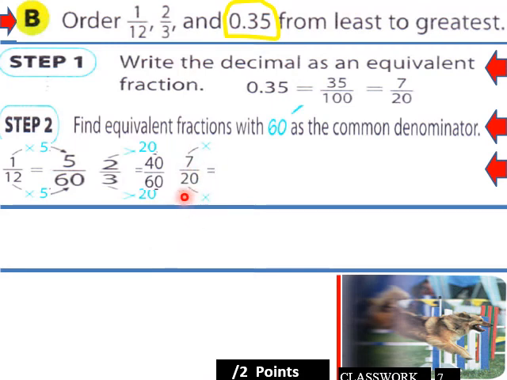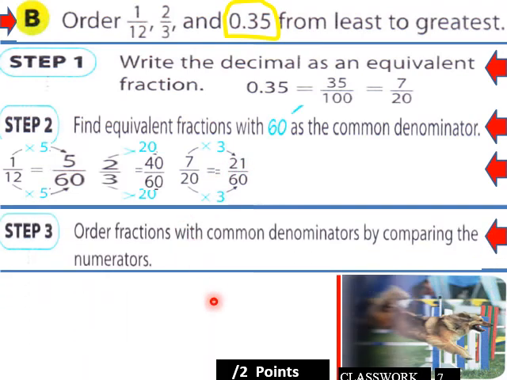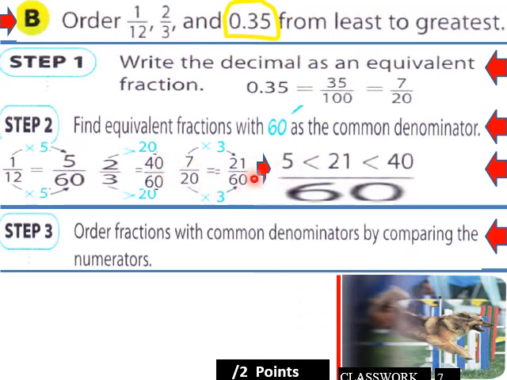Now 7 over 20, what do we do there to make this into 60ths? We multiply numerator and denominator by 3. So that would be 21 over 60. Order fractions with common denominators by comparing the numerators. If these are all over 60, 5 is less than 21, is less than 40, so these would be the order from least to greatest here, because we made the denominators common, so the numerators now become our indicator of least to greatest.